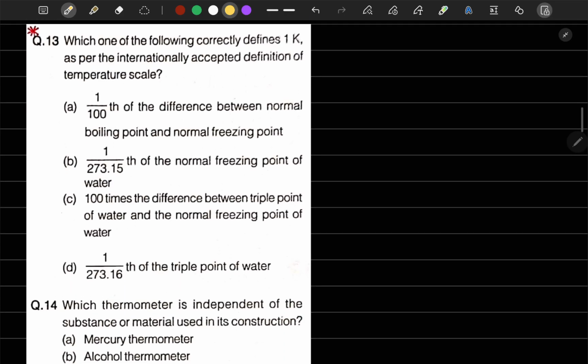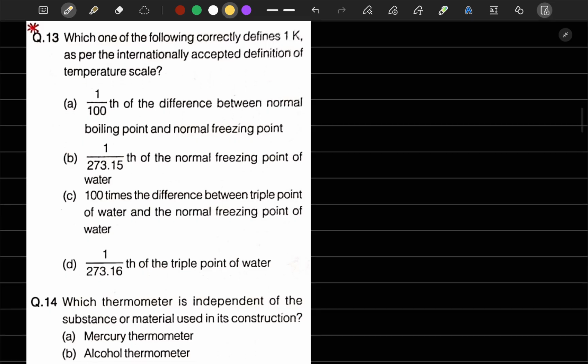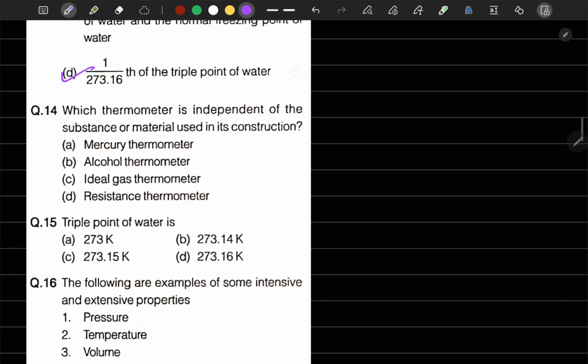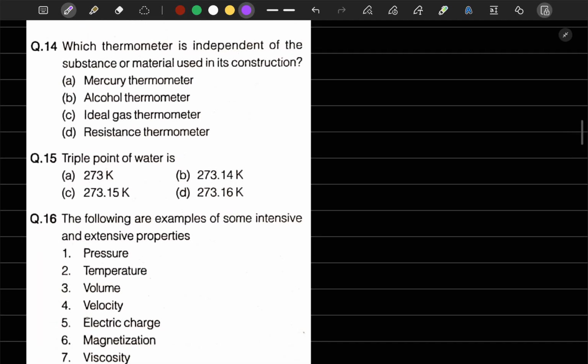Okay, so next, which one of the following correctly defines 1 Kelvin as per the internationally accepted definition for the temperature scale? As I mentioned in the last lecture, 1 Kelvin is 1 upon 273.16 of the triple point of water. Okay.